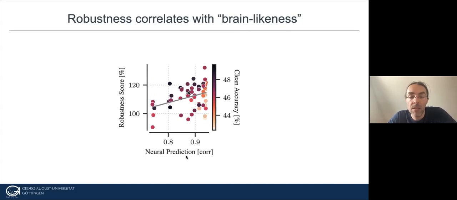And what we also checked is that the robustness score correlates with brain likeness. So what you see here is the ability of the network to predict neural data against the robustness of the network. And you can see that there is some correlation here. So basically, the better you predict neural data, the more robust the network becomes as well.